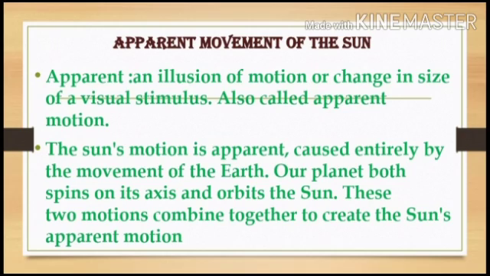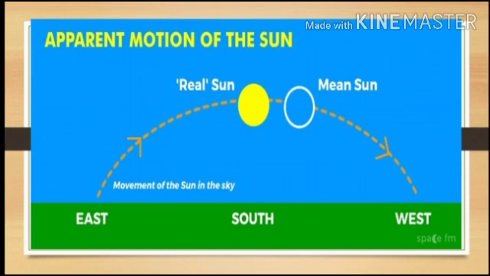Apparent means an illusion of motion or change in size of a visual stimulus, also called apparent motion. The sun's motion is apparent, caused entirely by the movement of the earth. Our planet both spins on its axis and orbits the sun. These two motions combine together to create the sun's apparent motion.